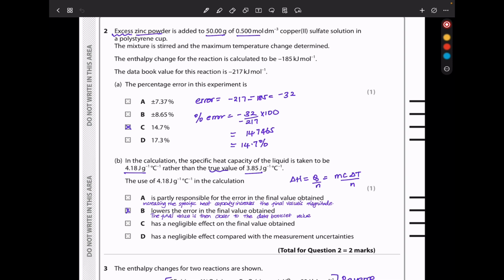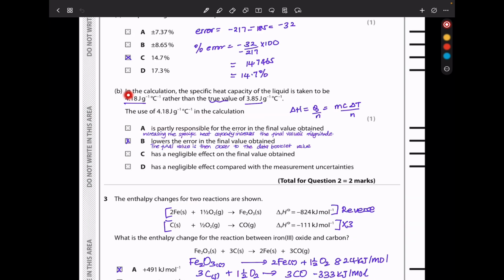So for this experiment, we're going to compare the data booklet value as well as the calculated value. The error is going to be the difference between the two. And since the data booklet value is going to be the true value, we get the error by getting this minus that. The error is going to be negative 32. And that means the percentage error should be negative 32 divided by the true value times 100, giving us 14.7%, and the answer is going to be C.